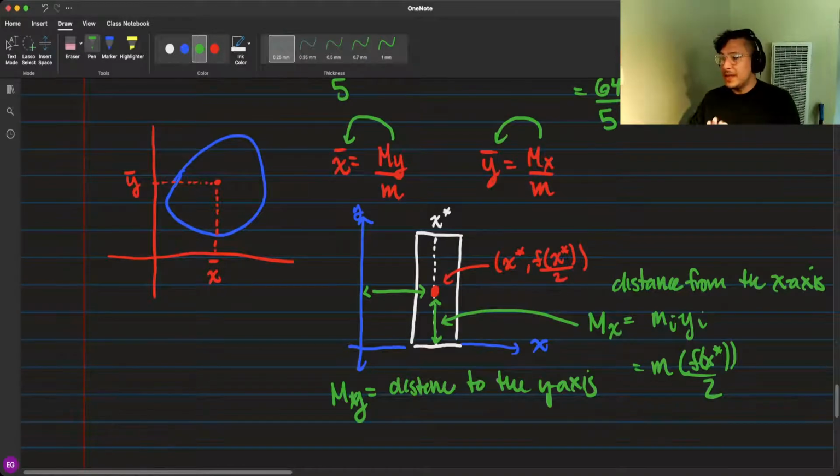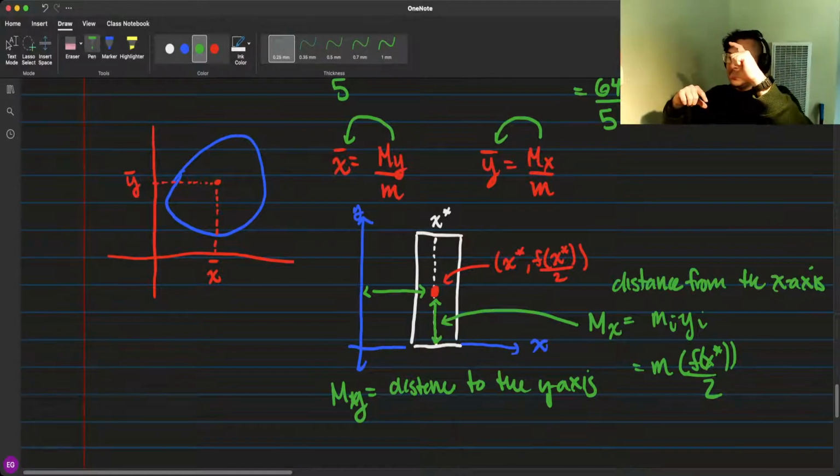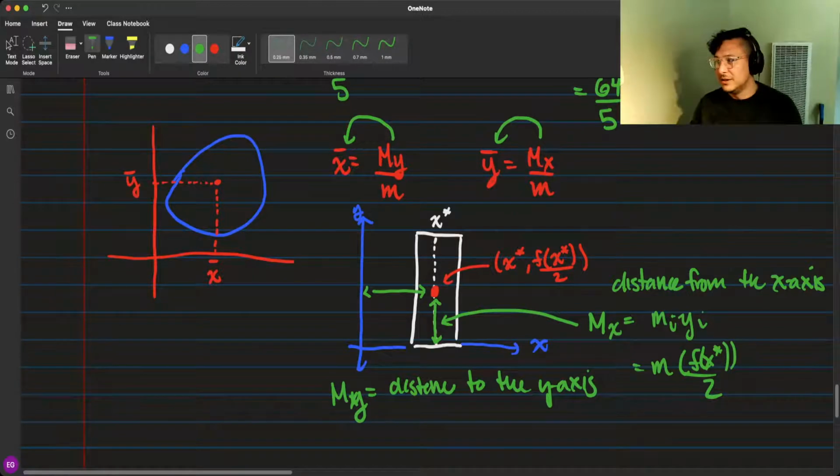So you have to remember that the x moment tells you about the distance from a point to the x-axis, which will be a y value. And then vice versa for the other one. Person who asked me that question, does that sort of clarify that a little? Okay, good. I hope it does.